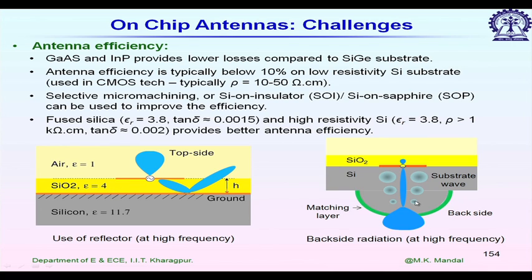In the second example, the antenna is fabricated on high resistivity silicon itself, and you see the back side is curved in the form of a lens. The back side radiation, whatever power is coupled to the silicon substrate, comes out from the lens. On top of this lens structure, we have a matching layer which we can also use as packaging, and it is transparent to radiation. So, that is another way to improve the efficiency of an on-chip antenna.